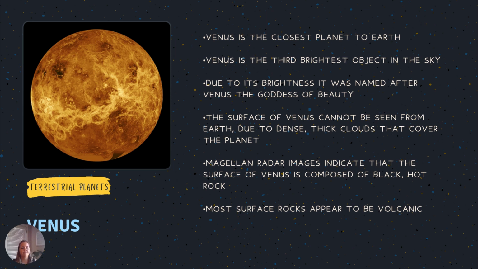All right, then we go into Venus. Venus is the closest planet to Earth. It is the 3rd brightest object in the sky, and because of its brightness, it was named after the goddess of beauty, Venus. The surface of Venus cannot be seen, so unlike Mercury, you can't see the surface because there's so much atmosphere, so there's thick, dense clouds that cover the planet, keeps it really hot.